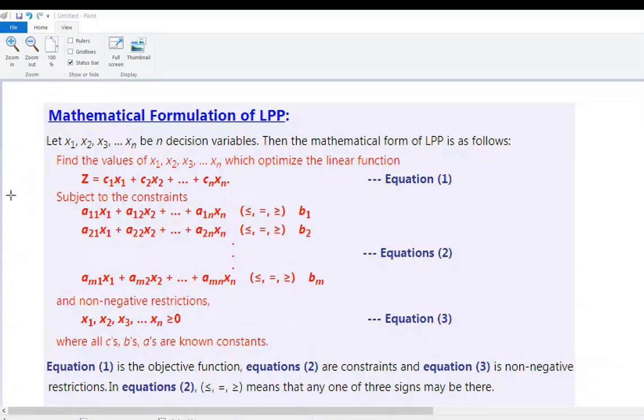Along with my notes, you can add these things also: the mathematical formulation. Don't write only those four steps. Along with this, if you write it, it carries more weightage, so you can consider that also.